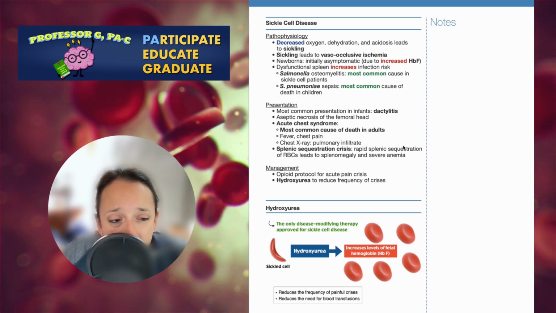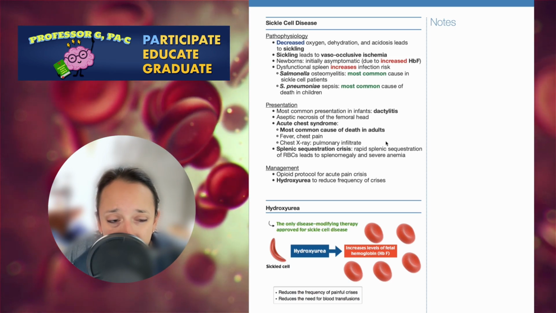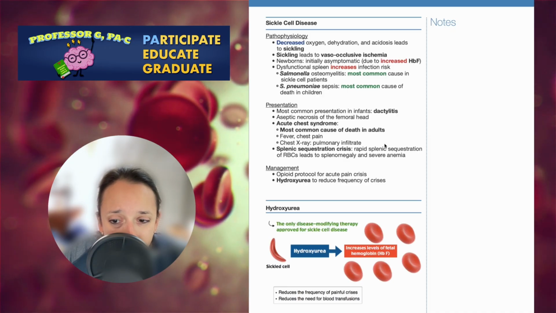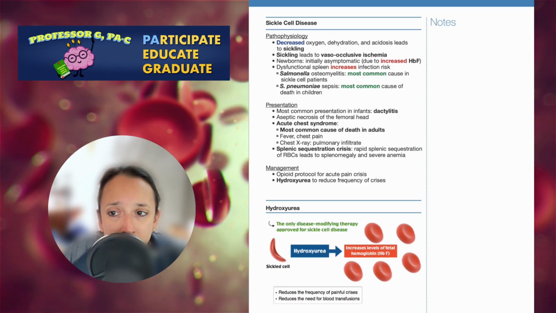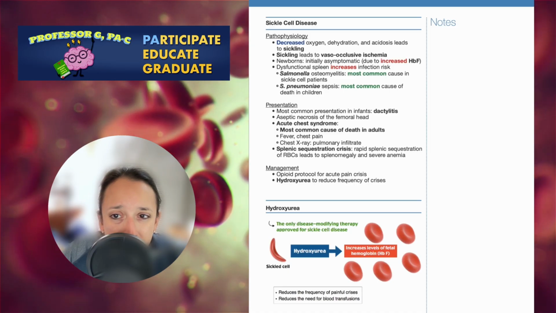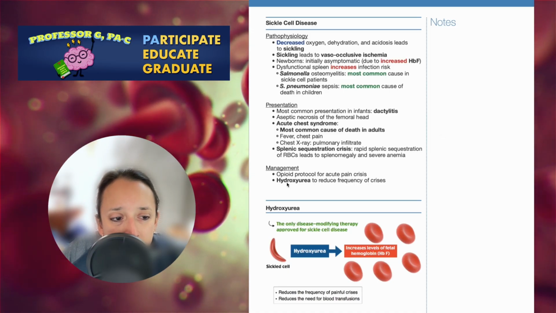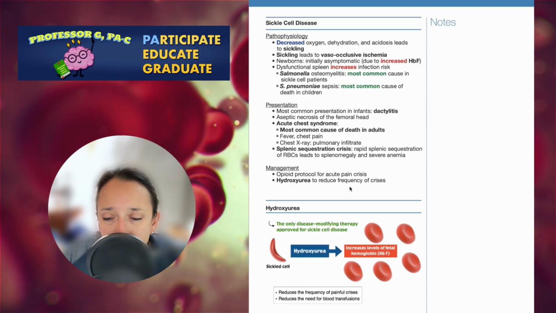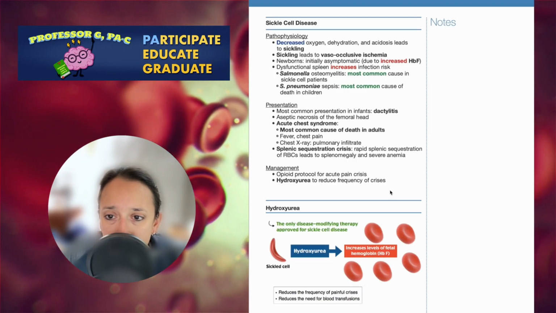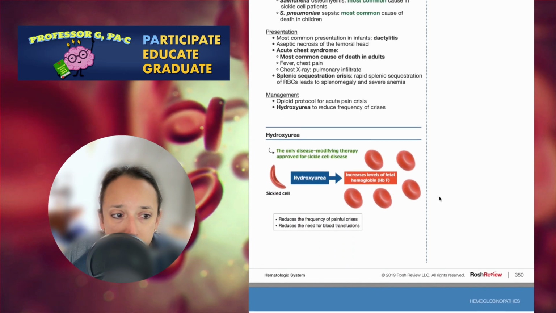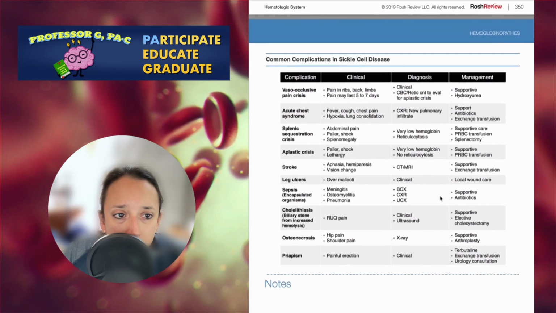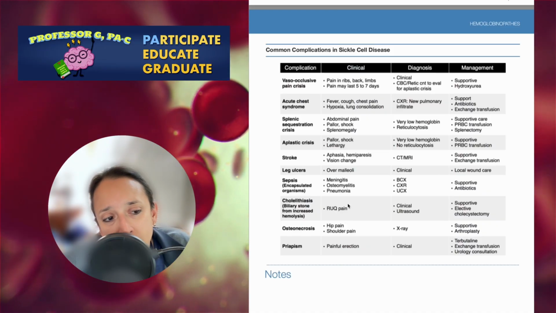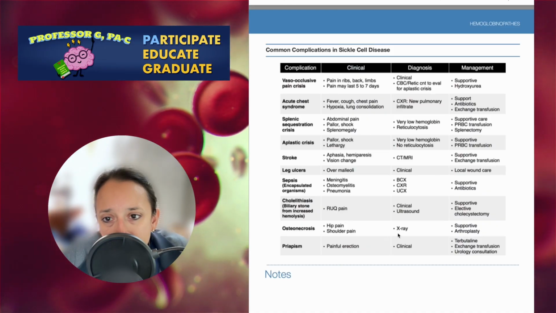On labs, you'll see a normocytic anemia, elevated reticulocyte count, target cells, and sickled cells. The diagnostic test is going to be hemoglobin electrophoresis. As far as management, we can use an opioid protocol for the acute pain crises and hydroxyurea to reduce the frequency of those crises. All right, here are some common complications in sickle cell disease. I think you should be vaguely familiar with these and why they occur.